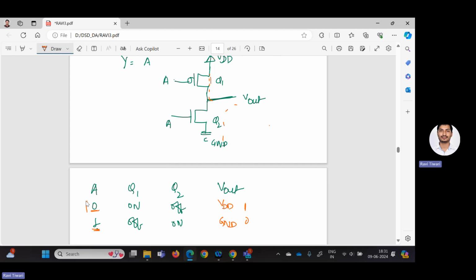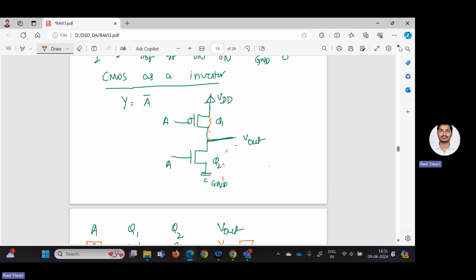Now you see, if you are providing 0, you are getting 1, and if you are providing 1, you are getting 0. It is working as an inverter or complement. That's why CMOS in normal, if we just connect PMOS at the top and NMOS at the bottom, it will work as the inverter only. That's why we generally say CMOS is working as an inverter, or that's why its name is complementary metal oxide semiconductor.